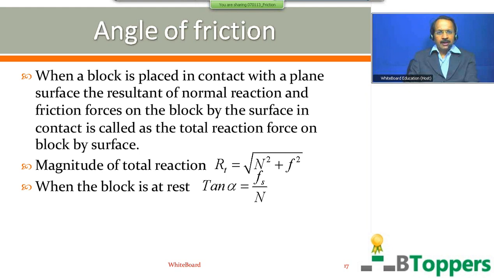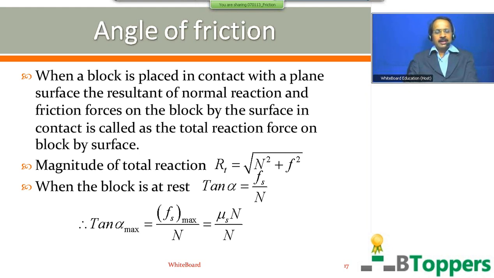And if the block is at rest, tan alpha equal to F_s by N. Here alpha is the angle made by the total reaction force with the normal reaction force. Those who are writing the notes, come on, copy down. Here alpha represents the angle between the total reaction and the normal reaction. So tan alpha equal to F_s by N.